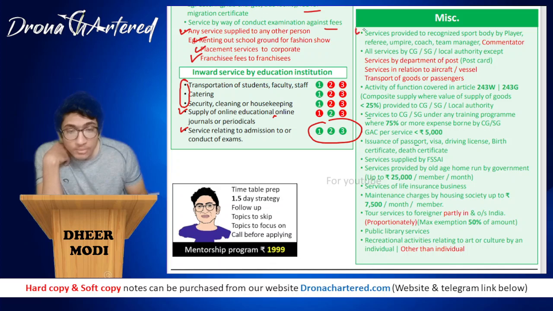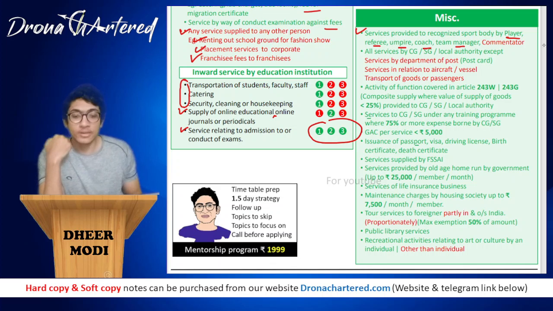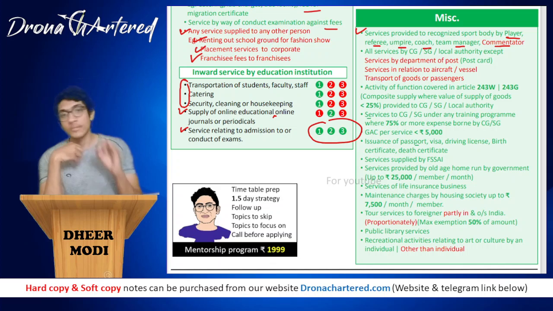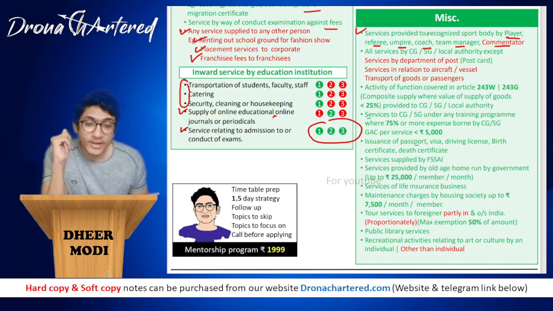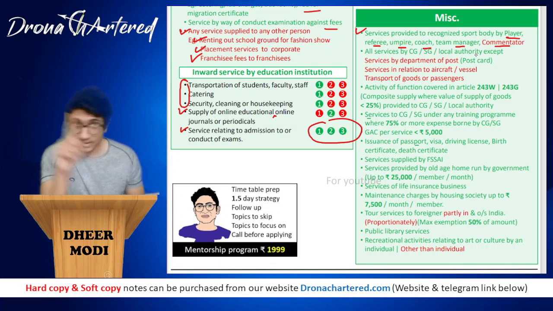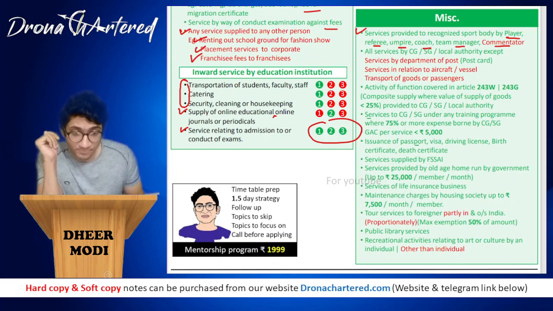So services provided to a recognized sport body by player, referee, umpire, coach, team manager, those will become exempt. Very commonly they also give you commentator. You have to remember commentator is taxable. So therefore this is in red. So only if it is provided by player, referee, umpire, coach, team manager, this is exempt. If it is provided by commentator, it will become taxable.